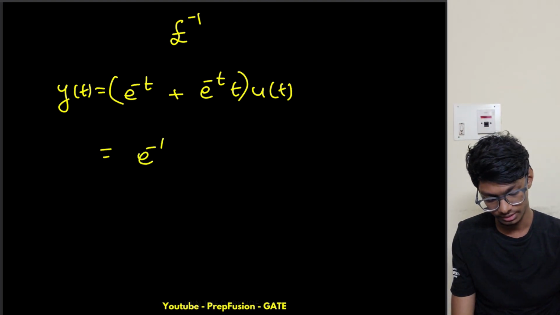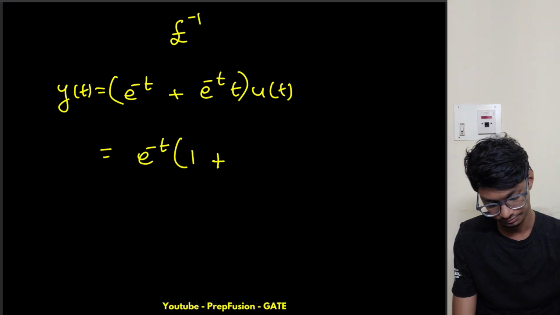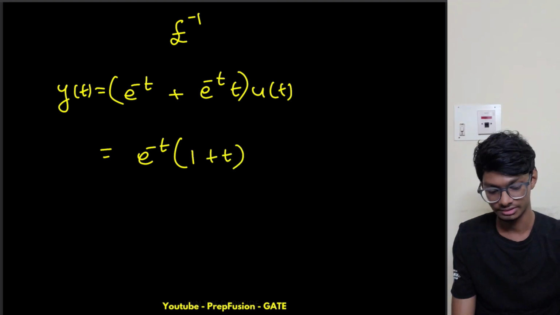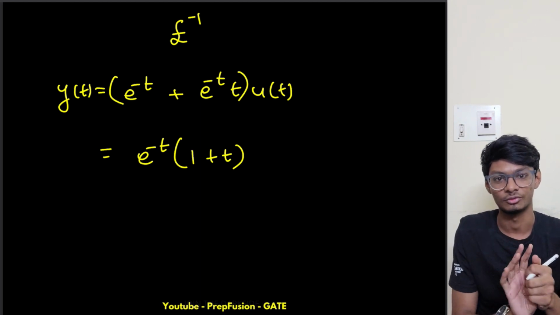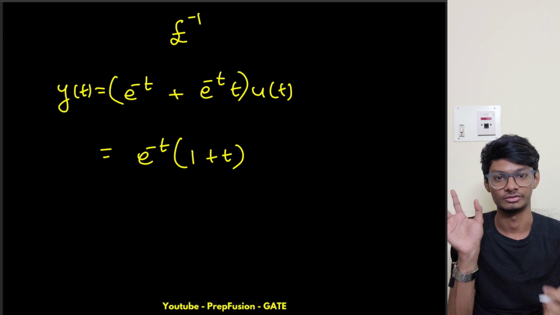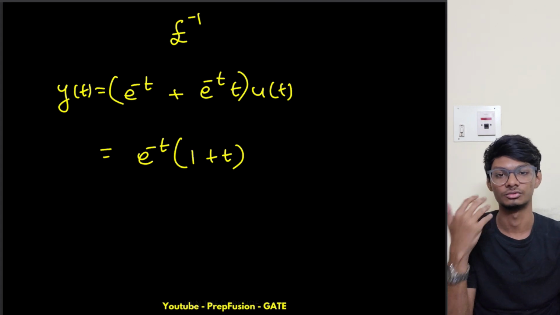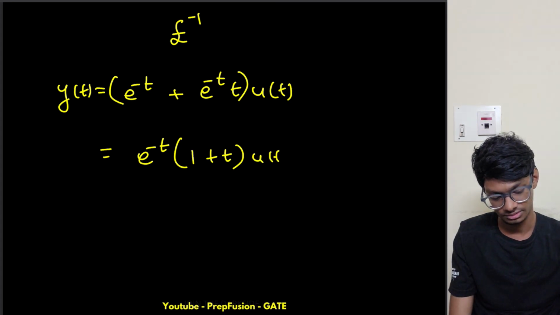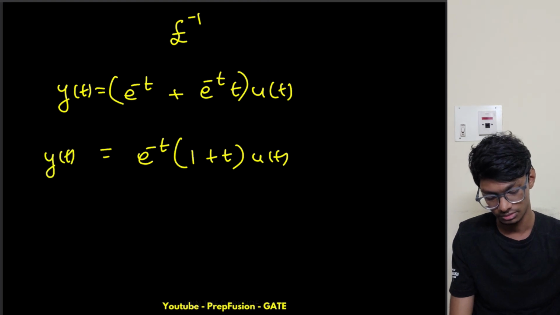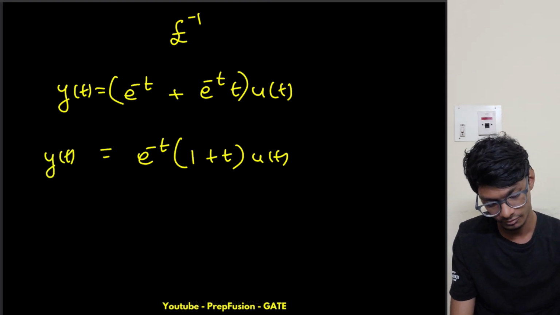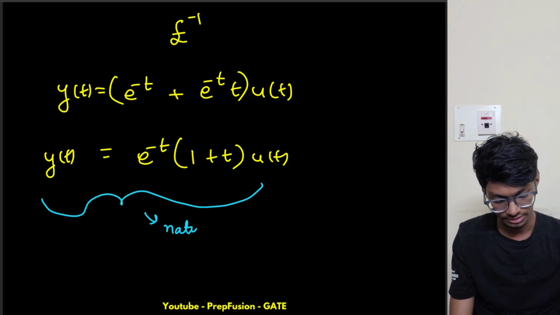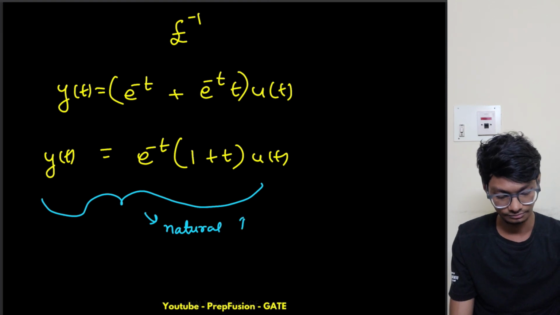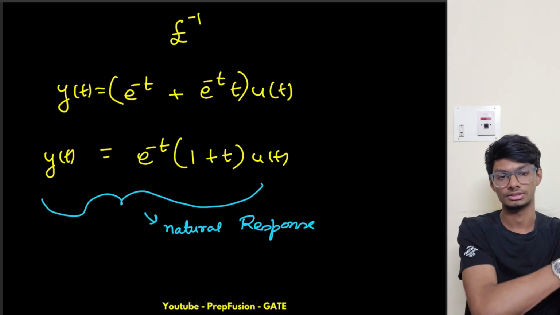I can write this in a better manner, like 1 plus t, times u of t. Now this u of t is not the input this time. This is the unit step. So there may be a bit of confusion with u of t. You can write the input as c of t also so that you don't get confused. So this is the output, and this is the natural response.